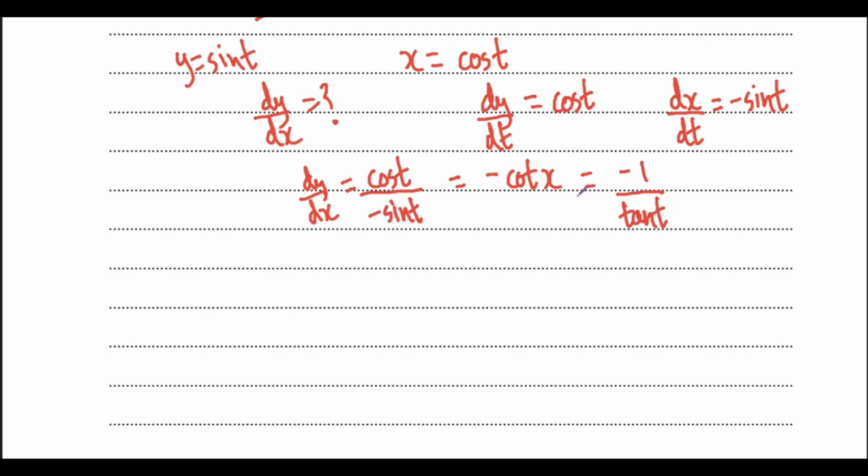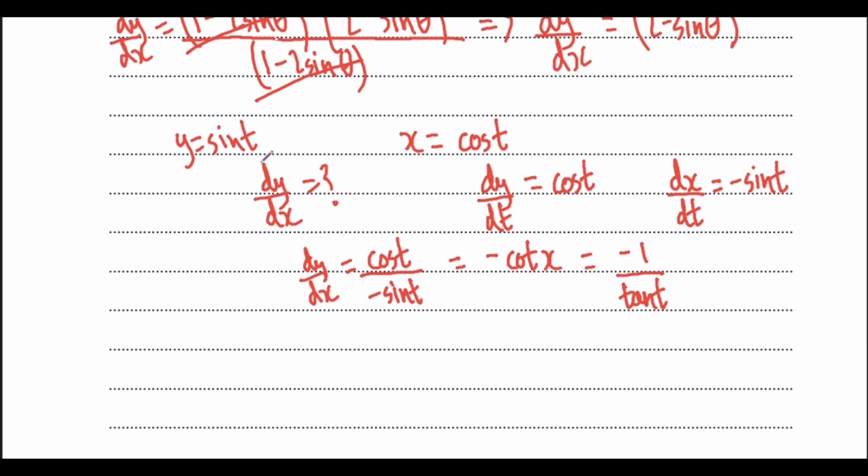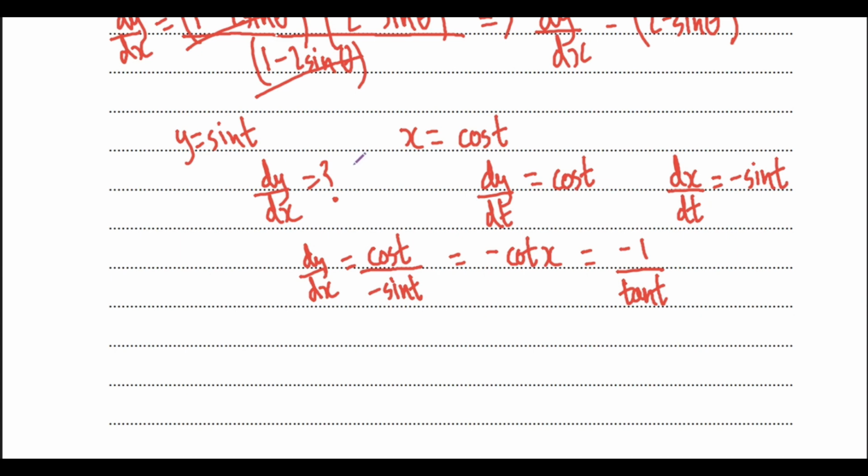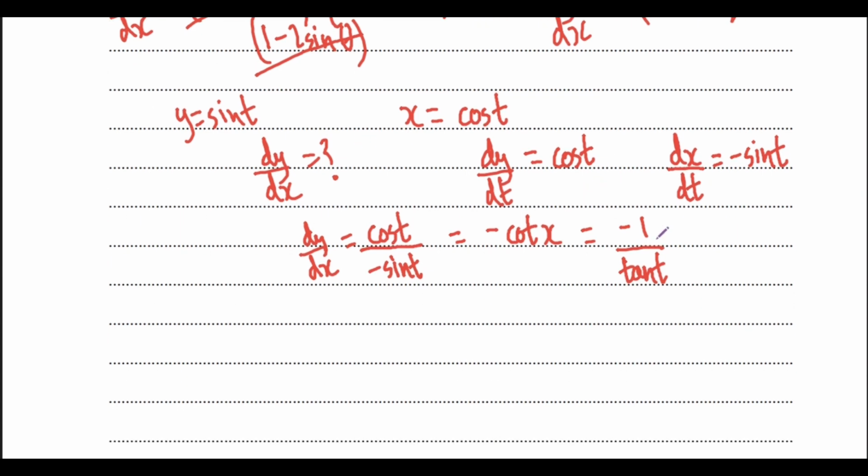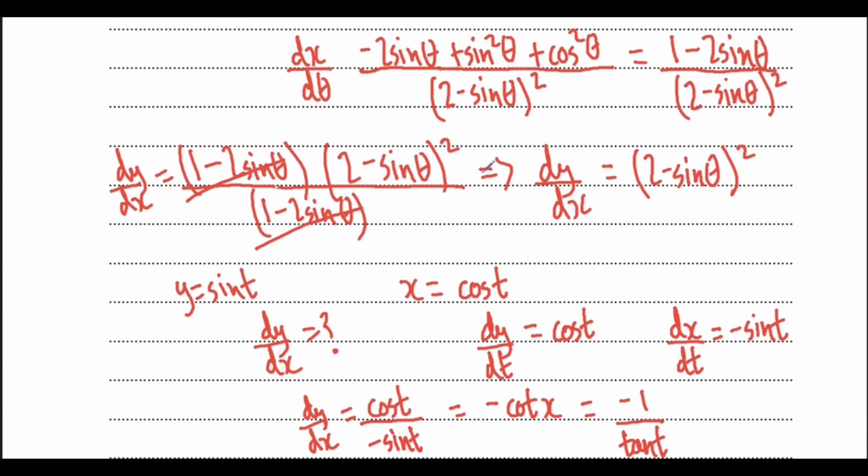We can do more examples if you want, but I don't think we should do it anymore because it's really very simple. You have it in terms of the parameters, you find the derivative of each of them, and then you just divide them by each other, and you should get the right answer. So yeah, that's parametric differentiation.